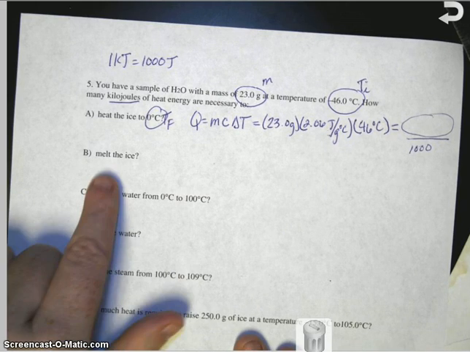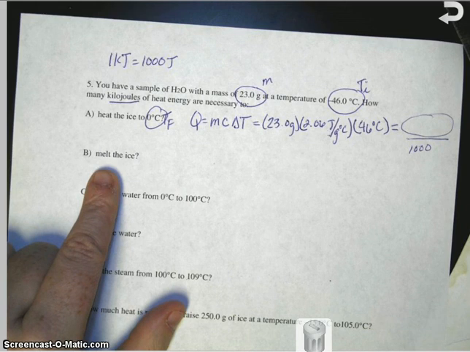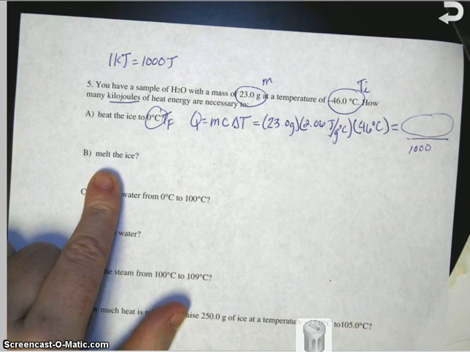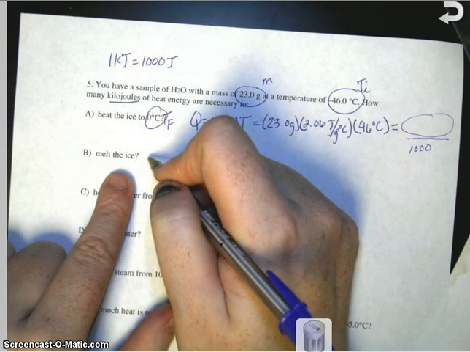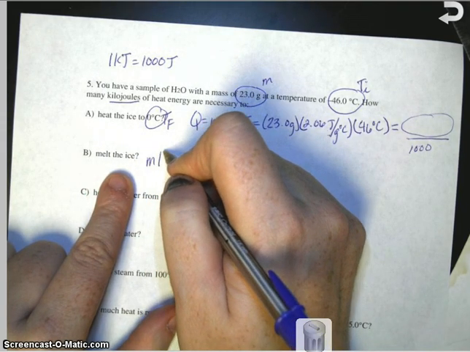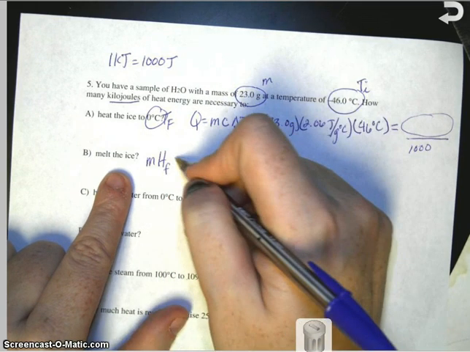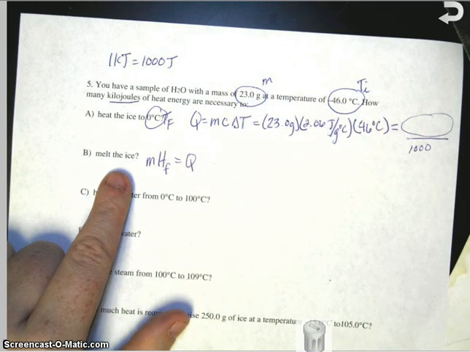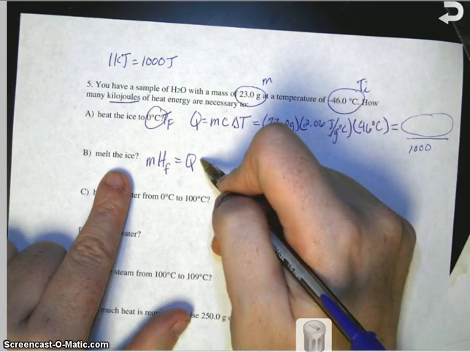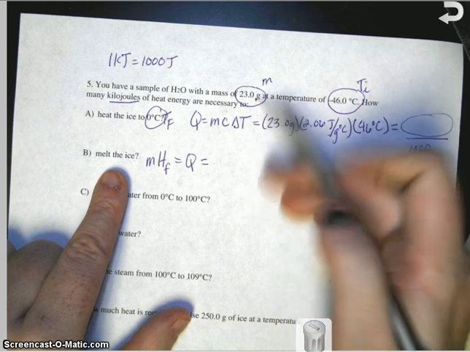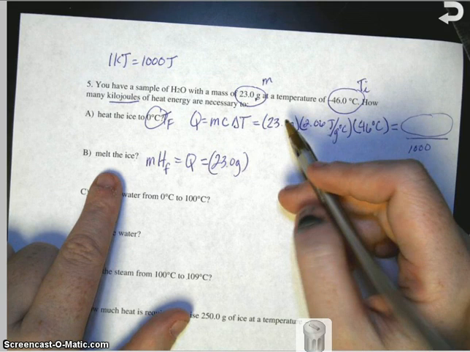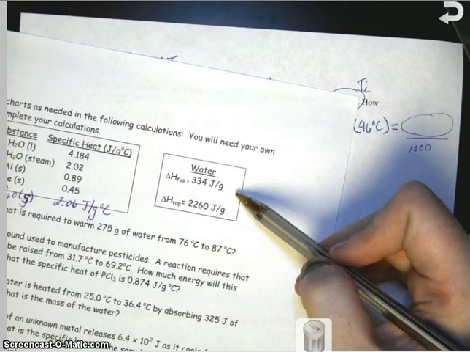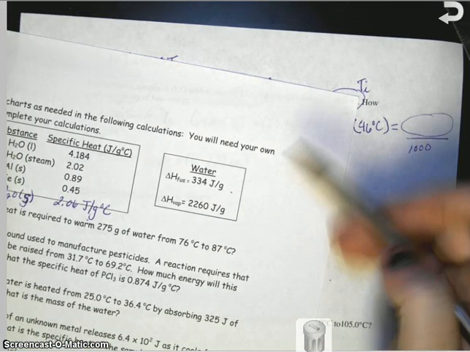For part B, this is asking how much energy it's going to take to melt the ice. So all I'm doing here is the ice will actually be at 0 degrees. Remember, to melt the ice, the amount of heat energy needed is the heat of fusion, which we find by taking the mass times the heat of fusion constant. That's how much heat energy it takes to melt the ice. So in our case here, our mass we already know is 23 grams. And our heat of fusion from the front side, if you look at your constants, is 334 joules per gram.